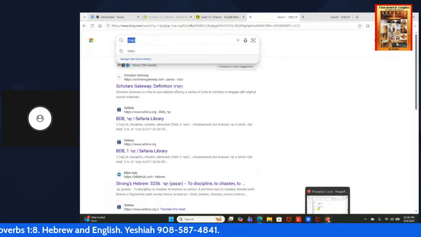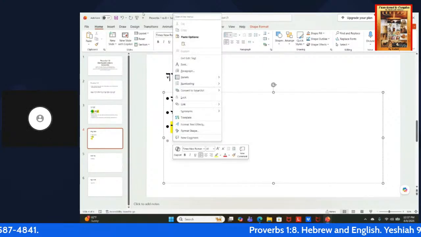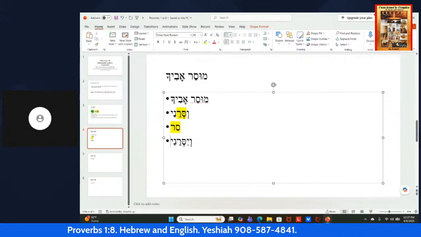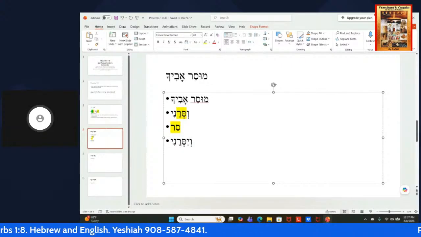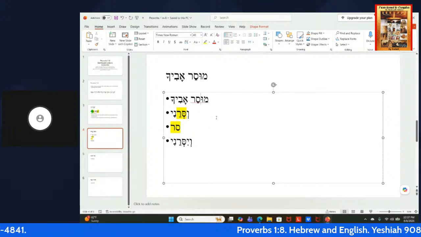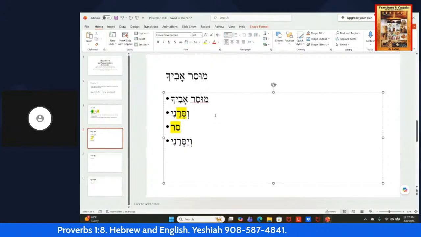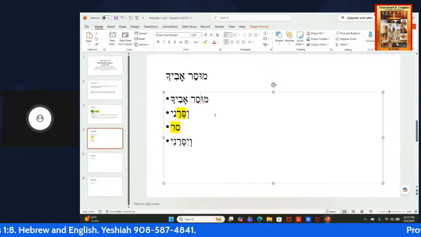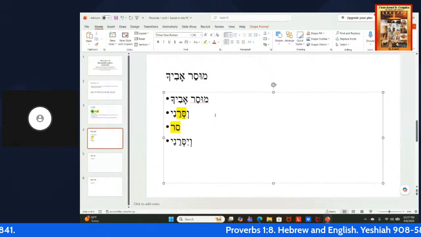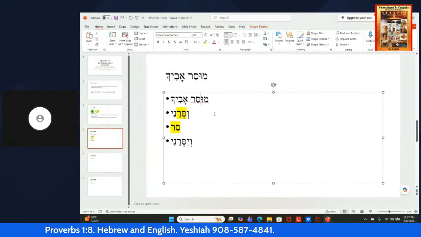I want to show this in real time as much as possible. Any questions, please let me know. Yasar is the word there, and that is the root of how you get the word musar. Musar, brothers and sisters, ending with the resh, the r sound, means, as we have pointed out, to give reproof or correction in that particular case. Any questions, please feel free to ask.